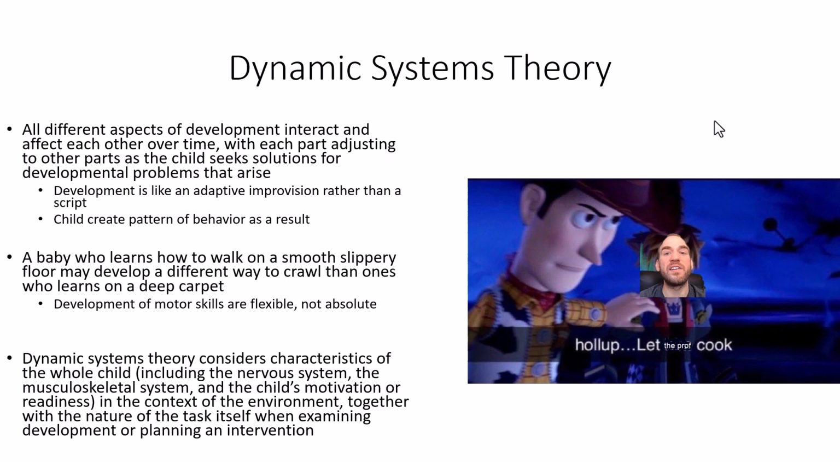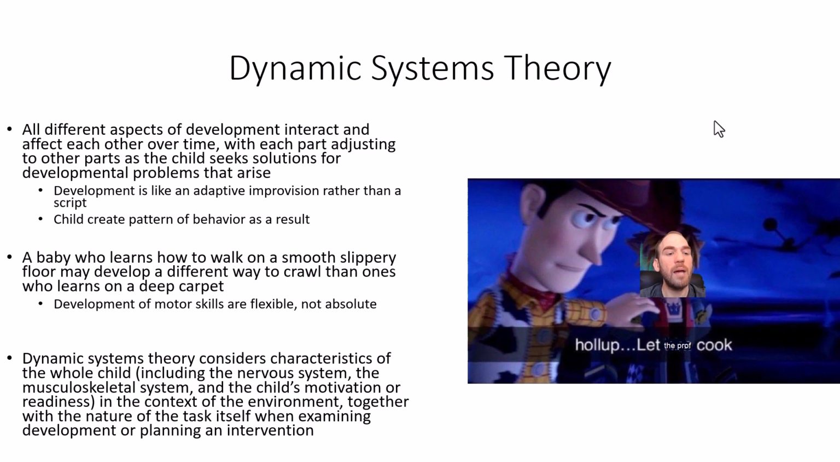And finally, dynamic systems theory. All different aspects of development interact and affect each other over time, with each part adjusting to other parts as the child seeks solutions for developmental problems that arise. Development is like an adaptive improvisation rather than a script. The child creates patterns of behavior as a result.